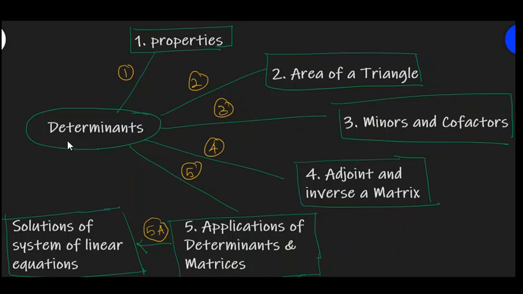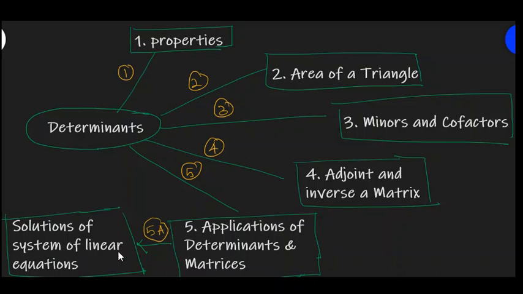So in today's class, we'll be discussing the determinants. Let us have an overview of the determinants. We will discuss the properties involved in determinants, then how to calculate the area of a triangle using determinants. Then we should know what minors and cofactors are, and with the help of these, how we can arrive at the adjoint and the inverse of a matrix. Then there are many applications of determinants and matrices. Particularly, we will be discussing in this class the solutions of systems of linear equations.